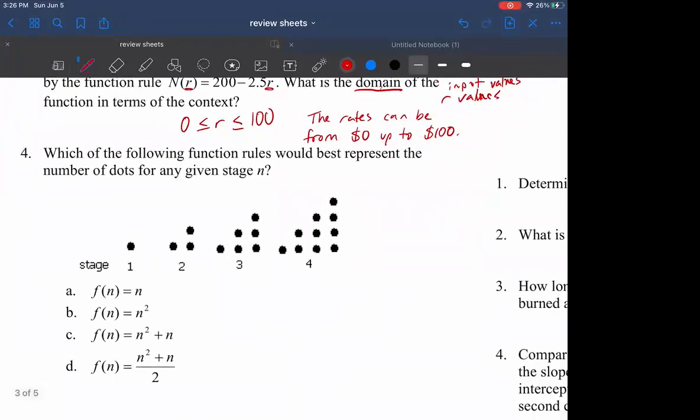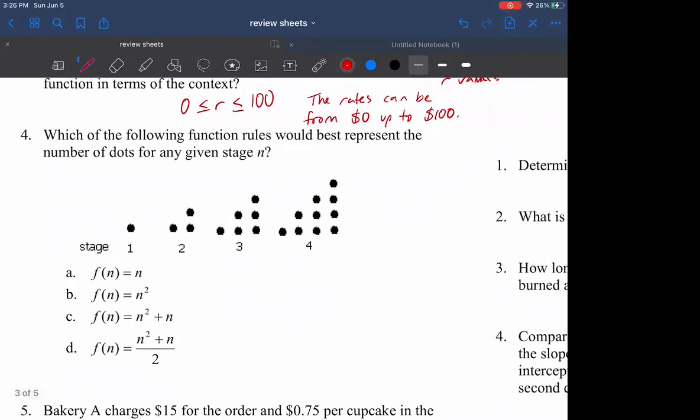Number 4, which of the following function rules would best represent the number of dots for any given stage n? So when we have stage 1, we have 1 dot, then we have 3 dots, then we have 6 dots, then we have 1, 2, 3, 4, 5, 6, 7, 8, 9, 10 dots. Okay. So I'm just going to look and see if I can identify the pattern here and see if it's like a form that we've seen before.